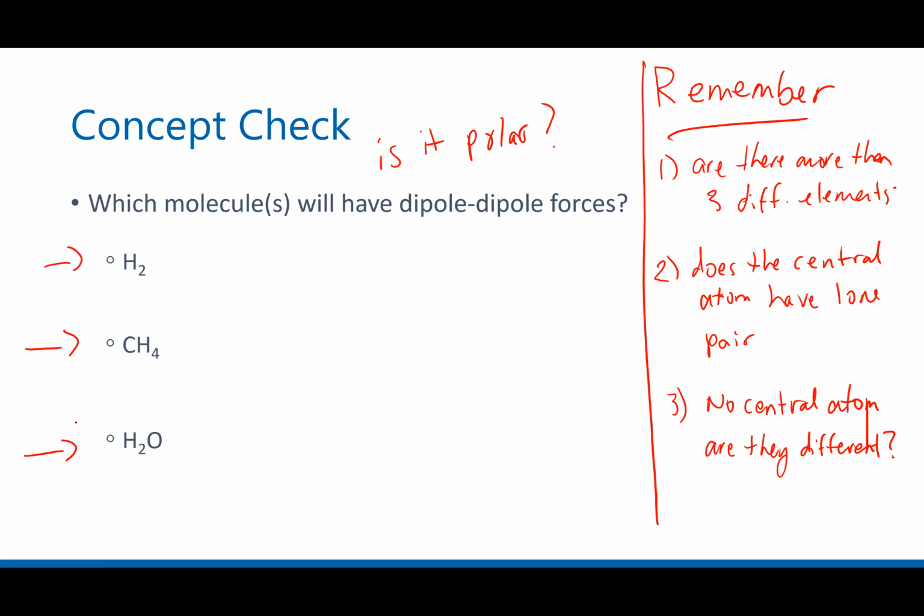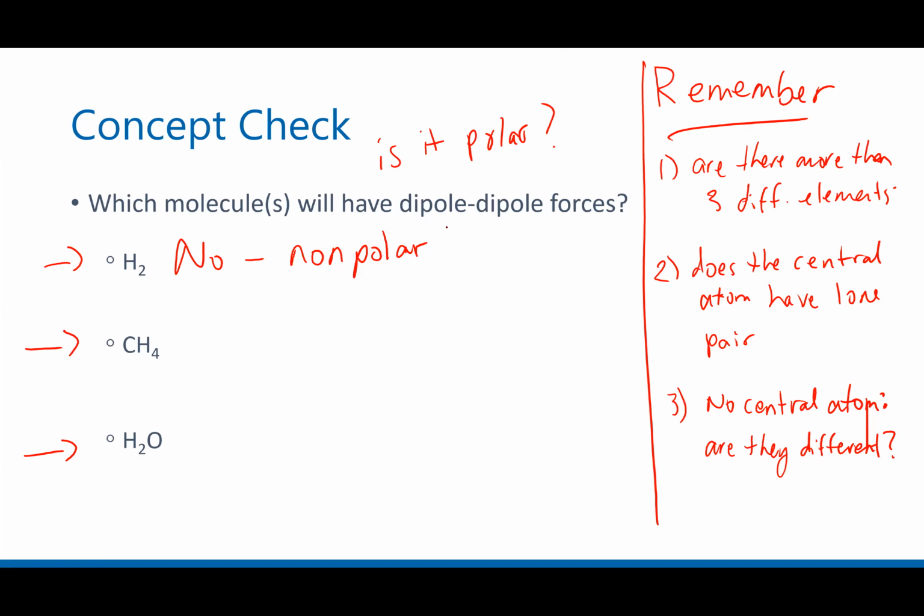So H2, are there more than 3 different elements? No. Number 2, does the central atom have a lone pair? There is no central atom in H2. So I go down to question 3. If there's no central atom, are they different? Are the elements different? The answer is no. So it's non-polar. What I mean is the answer to every question is no, so it's not polar. If the answer to any of these questions is yes, then it's polar.